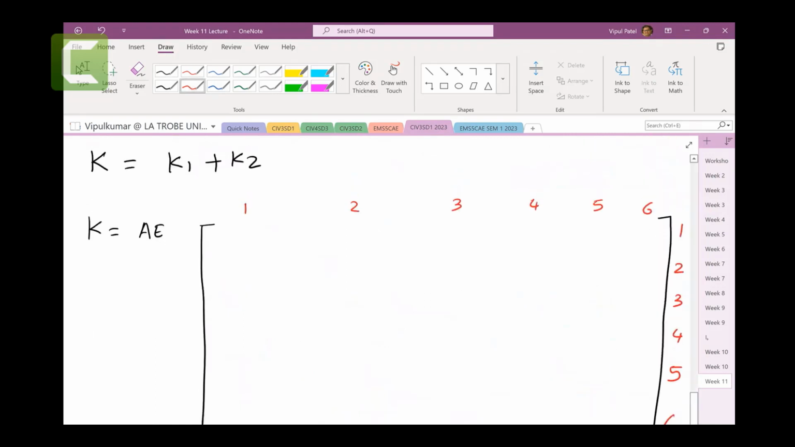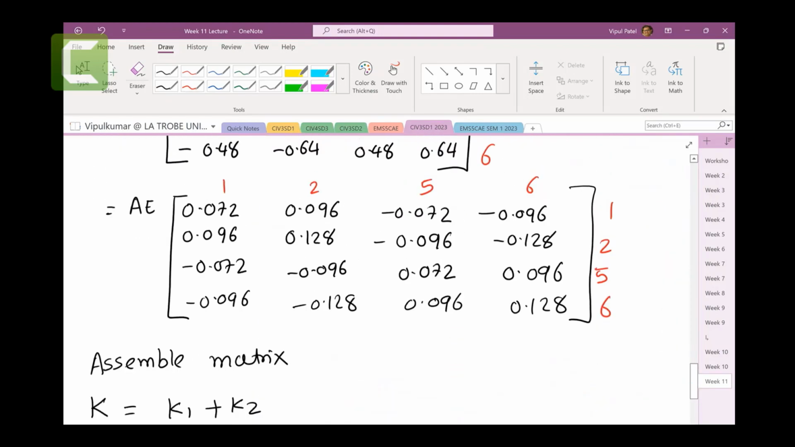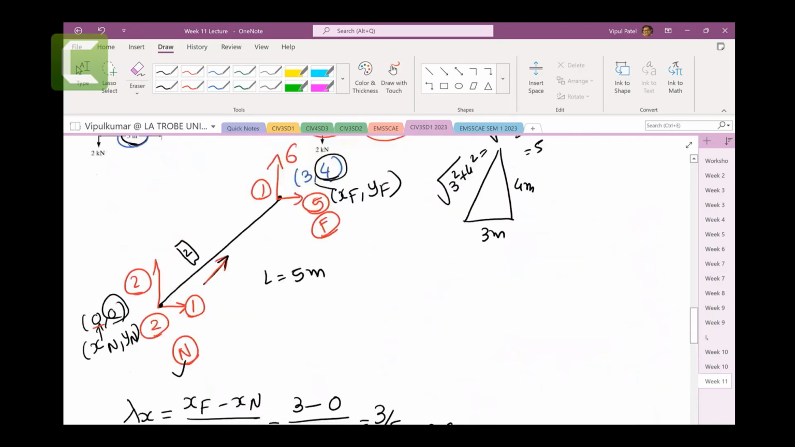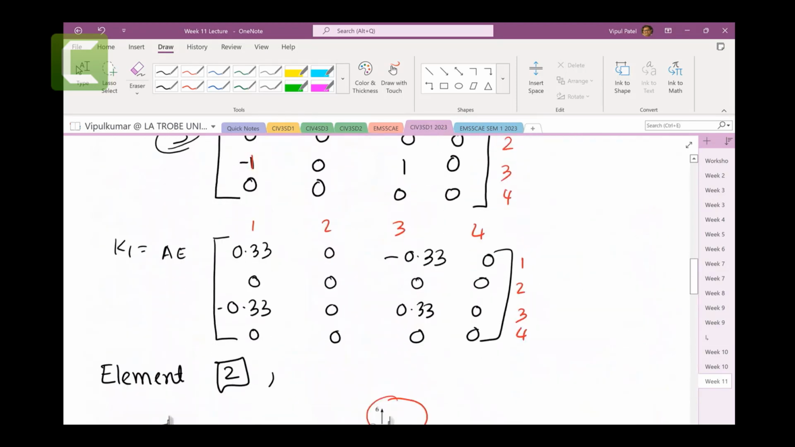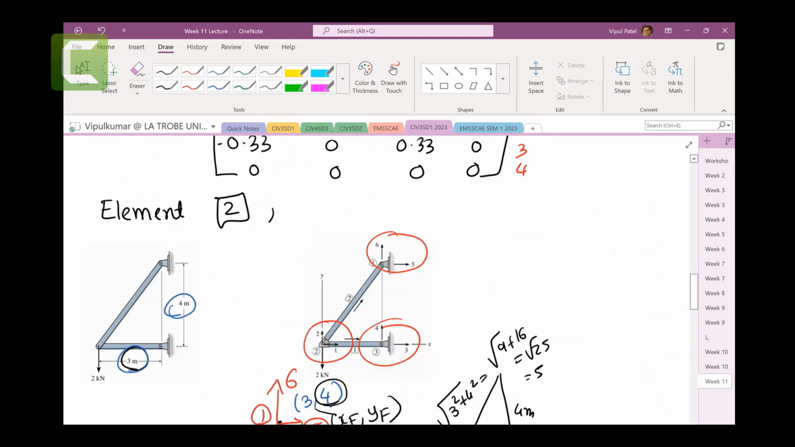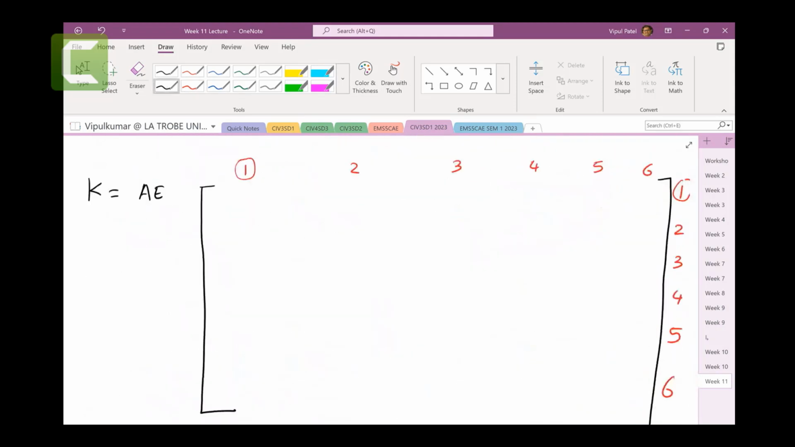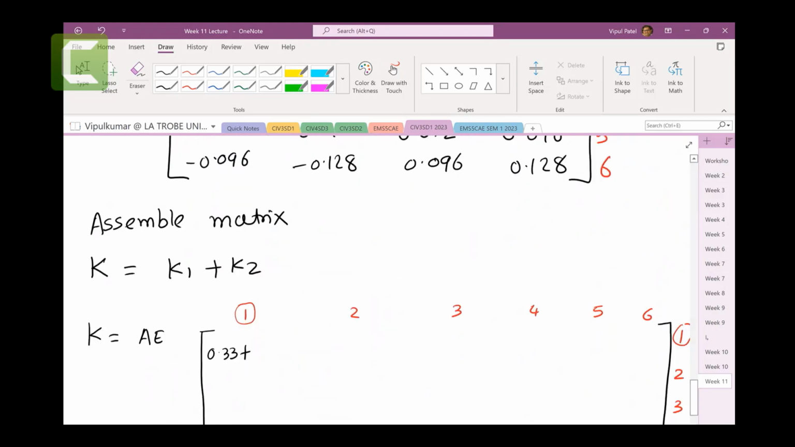Now here, this is column 1, row 1. So let's go back and check. Column 1 and row 1 is 0.072. And in the other matrix, column 1 and row 1 is 0.33. So 0.33 plus 0.072 gives me 0.402. I hope it is making sense.